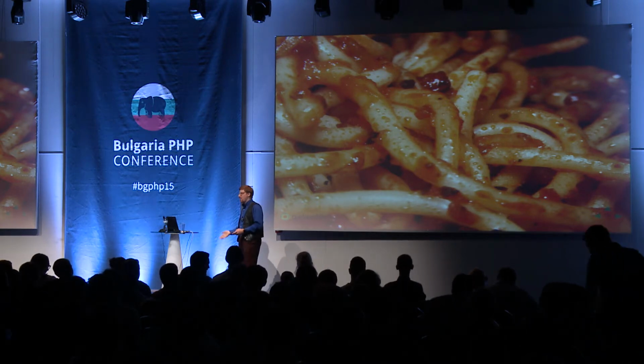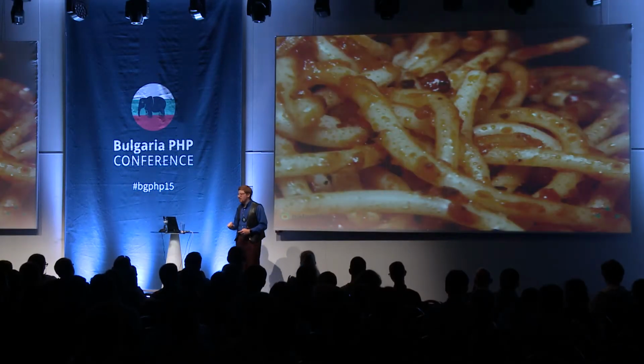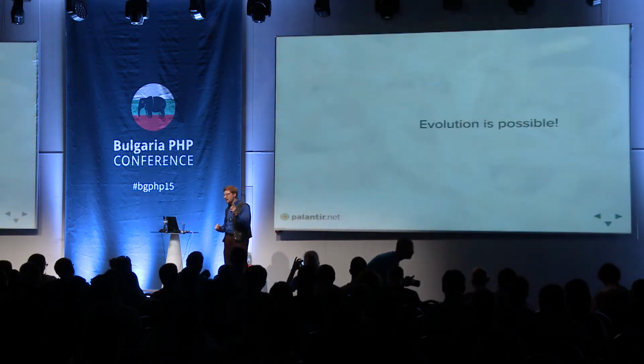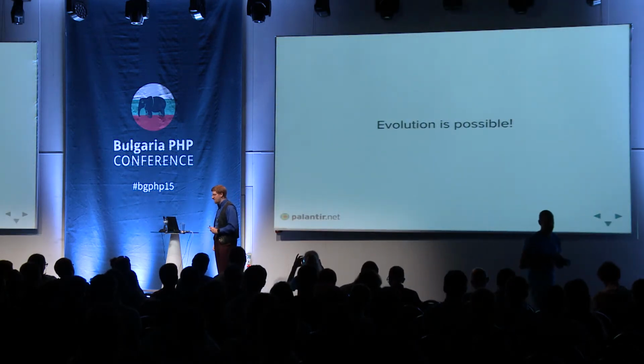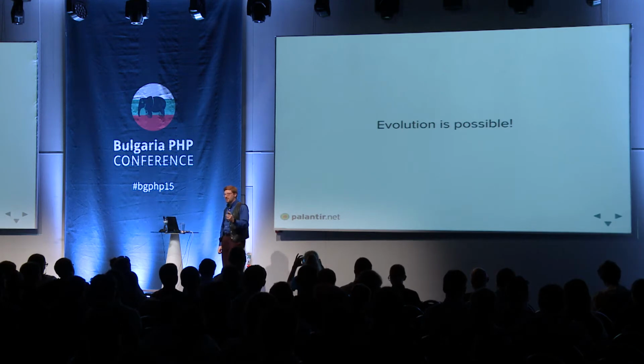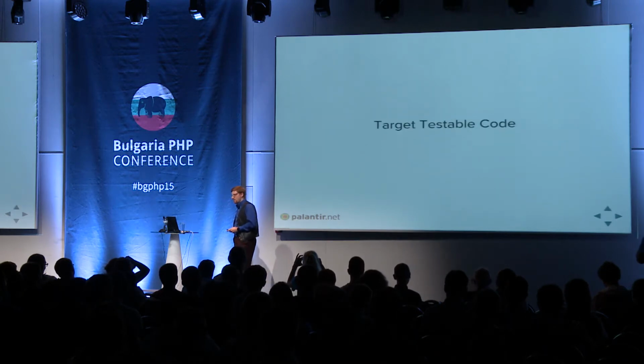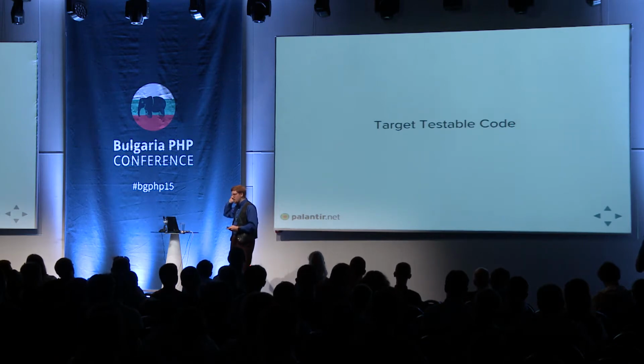So if this is where we are, this is what we have now, how do we get to here? Can we get to here from here? Yes, we can. It is, in fact, possible to evolve spaghetti into Legos. How to do that? The key target I would give you is testability. If you want to evolve your code to make it more Lego-like, evolve towards testability. That is your target.